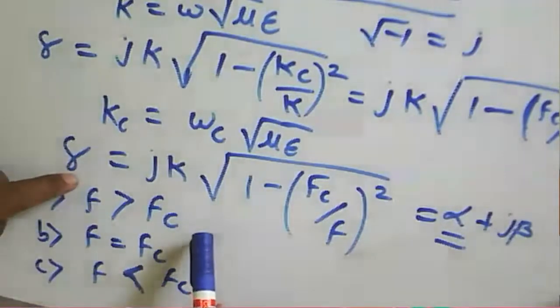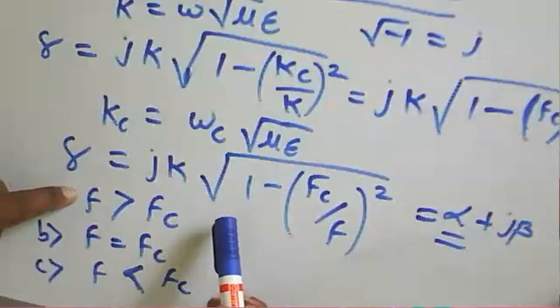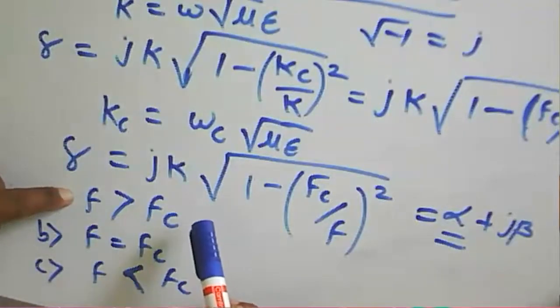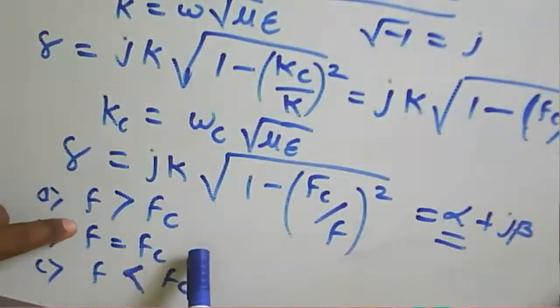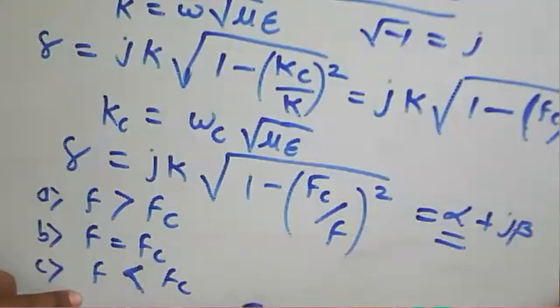Here the case is: if f is greater than fc, the signal frequency is greater than the cutoff frequency, then the wave is propagating through the waveguide. If f is equal to fc, no wave is propagating through the guide. If f is less than fc, the signal gets attenuated through the waveguide. That is called the evanescent mode. That's all about your transverse electric wave, TE wave here. Now we will discuss other equations in the next lecture. Now from this, we just understand these three cases.